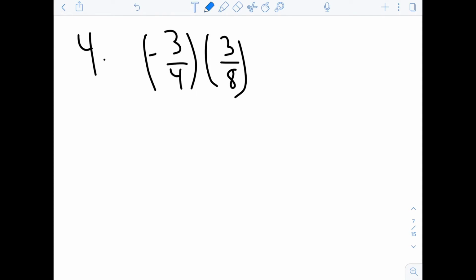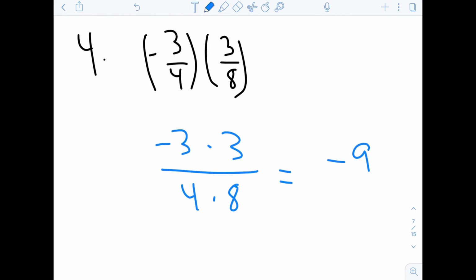With different signs, it's going to be negative. So it's negative 3 times 3 divided by 4 times 8. And that equals negative 9 over 32. And that's all.